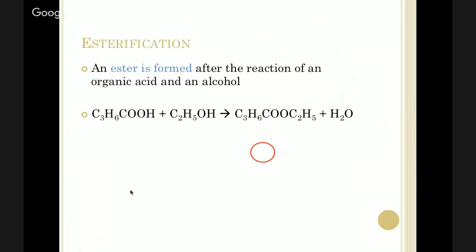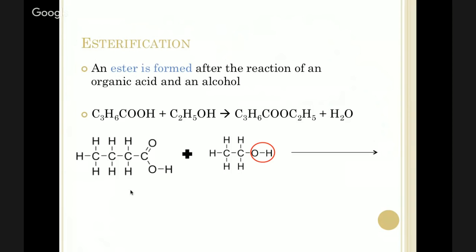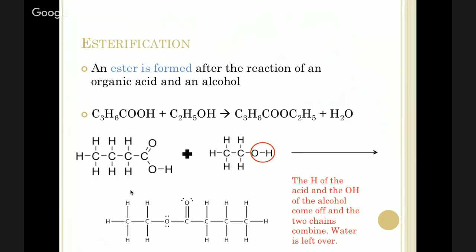Esterification means you're forming an ester. Surprise! So your product has to have an ester in it. And if you go back to table R, an ester is COOC. So you can see that at the end. In the beginning, I'm starting with an acid and an alcohol. The alcohol and the acid are dehydrated, means you take out the water. The OH of the alcohol smushes with the H of the acid. That makes the water at the end of your reaction.